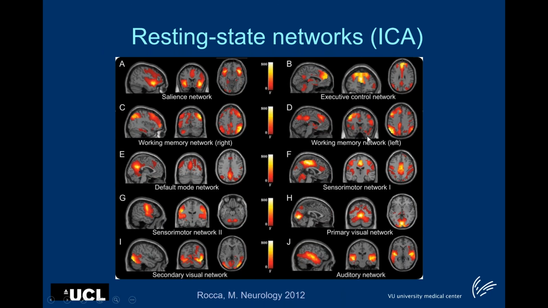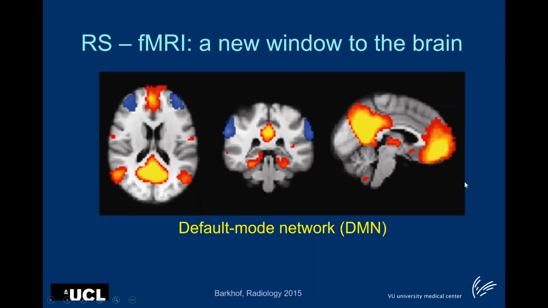Some of them are related to working memory, some to attention, some to executive function. Some are simple sensory motor networks or primary visual networks, auditory networks, and they always show up. One of the networks that probably has most attention is the default mode network. And the default mode network is something that is active when you're not performing a task.